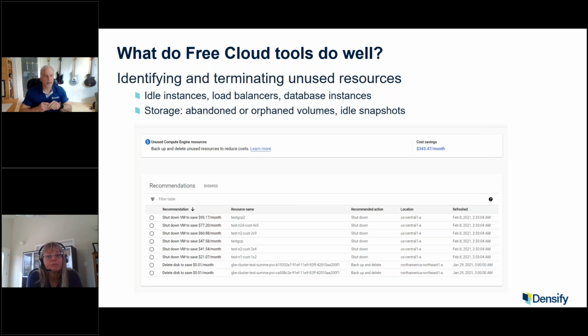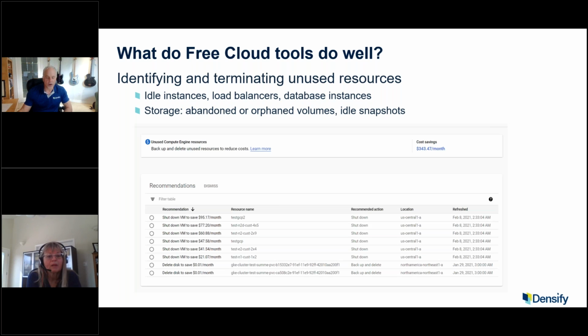And then finally, what do the cloud tools do well in terms of identifying and terminating unused resources? So idle instances, we're going to talk about that in a moment, because in some cases they may be terminating those things a little bit too fast, but talk about the instances, load balancers, database instances. So essentially, you're not using them, why don't you switch them off? It's a good idea. Storage side, abandoned or orphan EBS volumes, idle snapshots that are associated with VMs or instances that have been turned off.